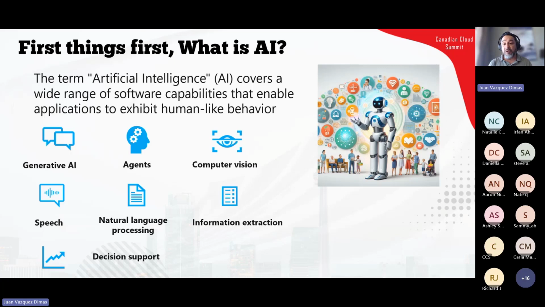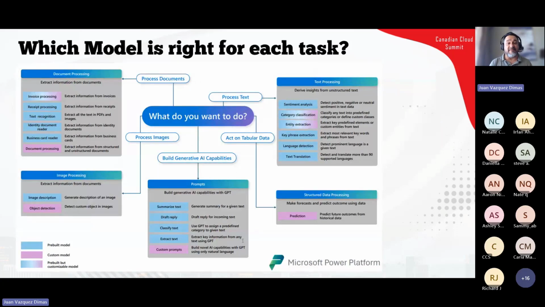So it's really important that when we start creating solutions, we already have in mind what we need from the AI models, or which models are good for our solution, for the task that we need to perform. Whether you want to process documents, like an invoice or a receipt, or scan or read a business card. All these tasks are part of the AI models that AI Builder or the Azure AI services provide.